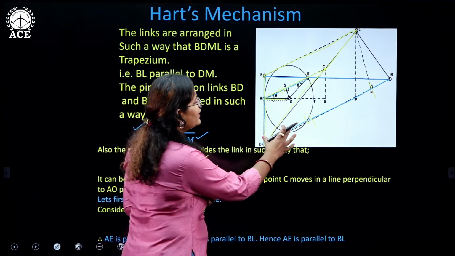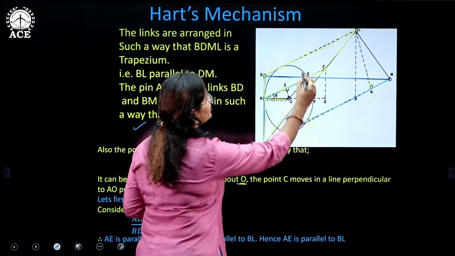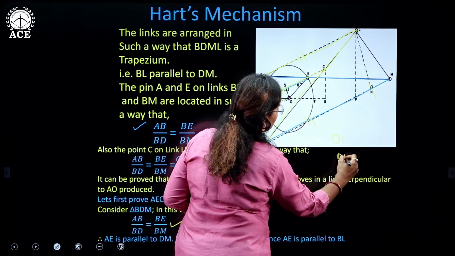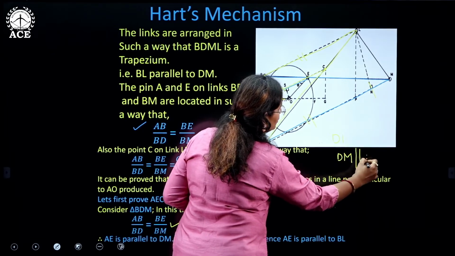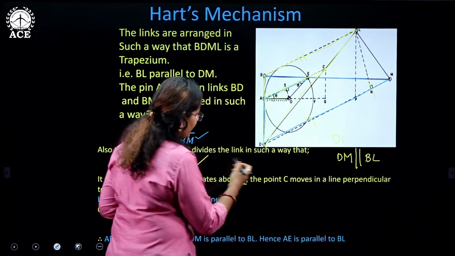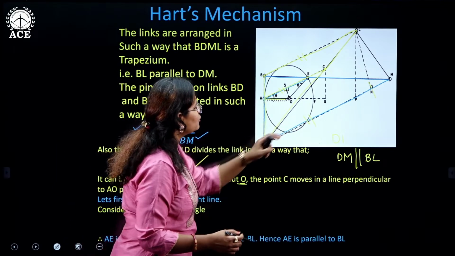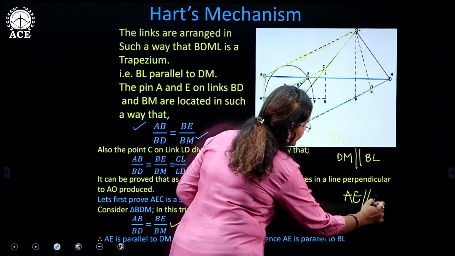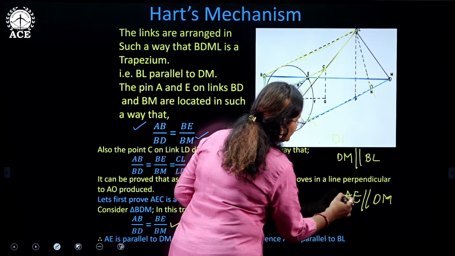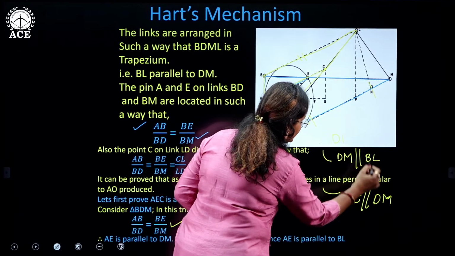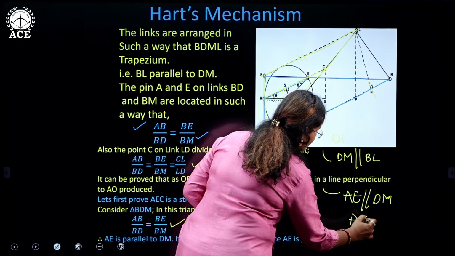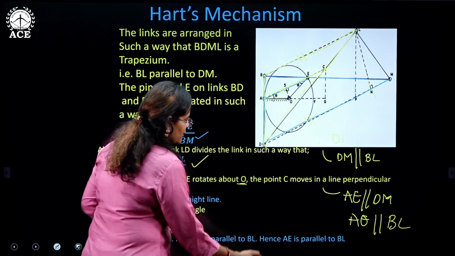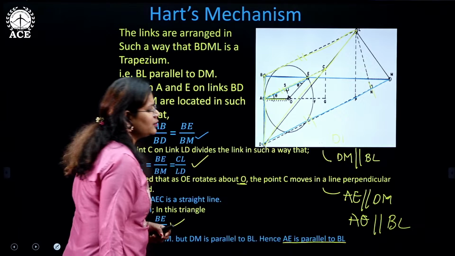But it is already given that DM and BL are parallel to each other. It is already given that DM is parallel to BL. And by the proof I am saying that AE is parallel to DM. So by this condition and this condition, can I say that AE is parallel to BL? Yes, that is what I have proved. Hence, AE is parallel to BL.